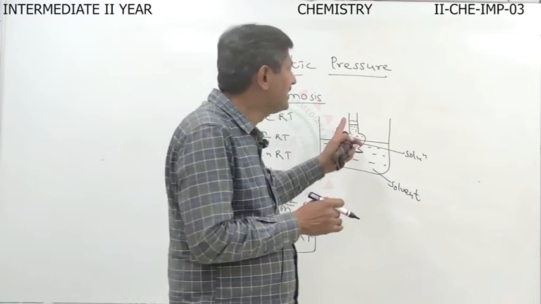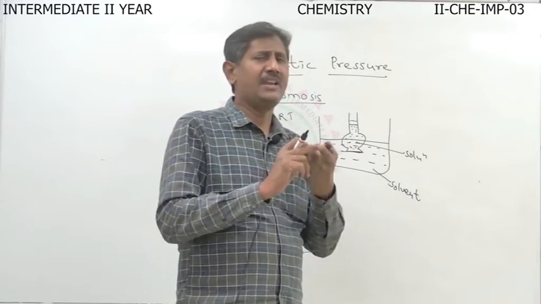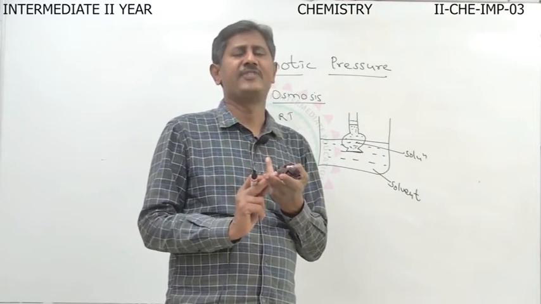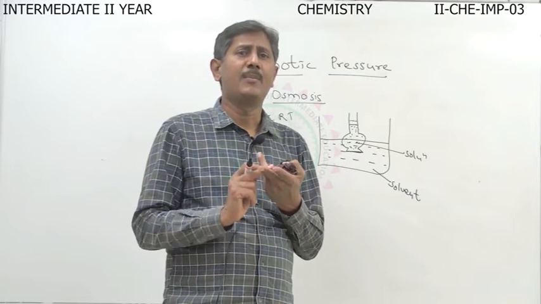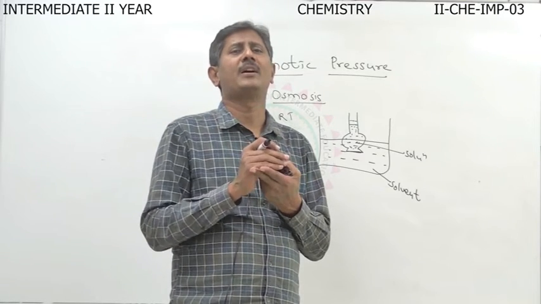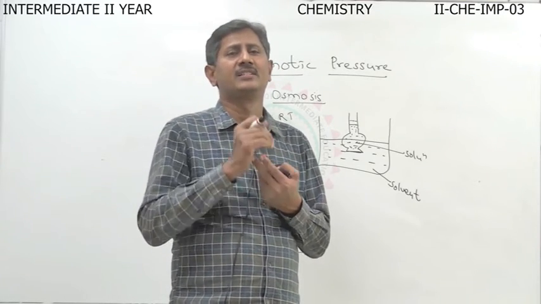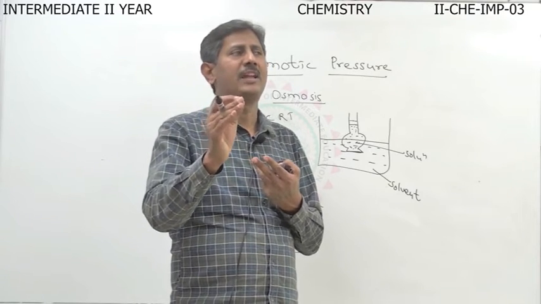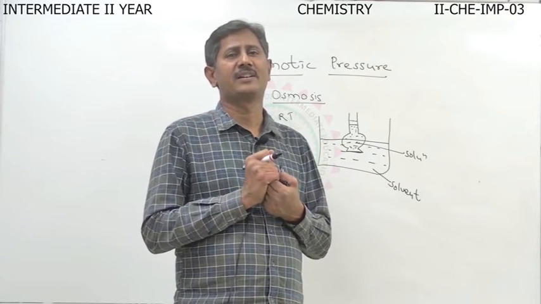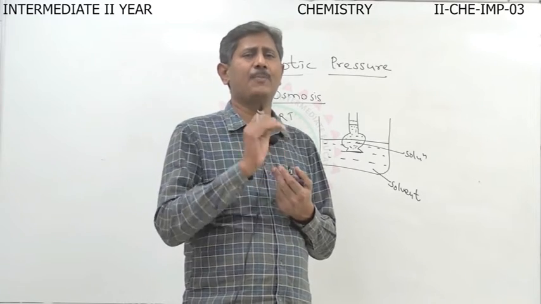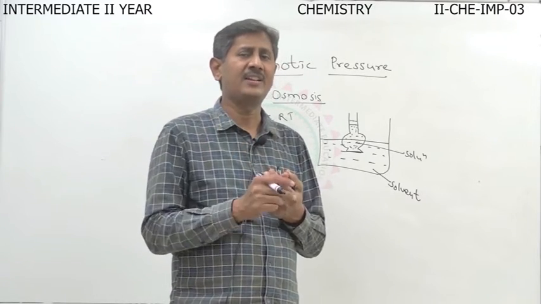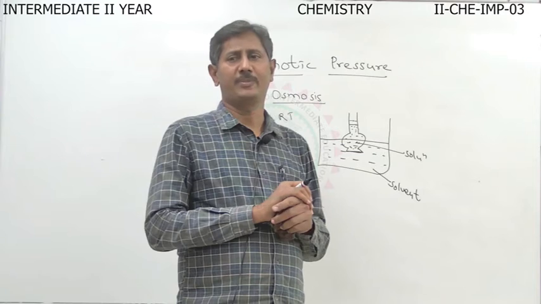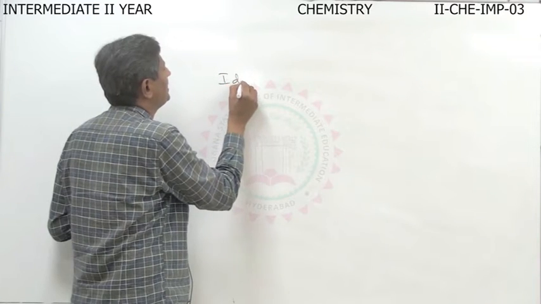And in elevation in boiling point and depression in freezing point, there is a compulsory chance of being asked for the definition of the cryoscopic constant and the ebullioscopic constant. We can expect 2 marks questions from that, and 4 marks for relative lowering of vapor pressure. Ideal solution.